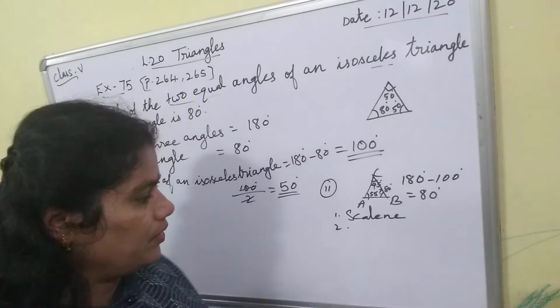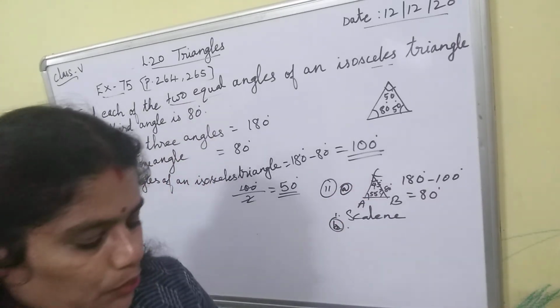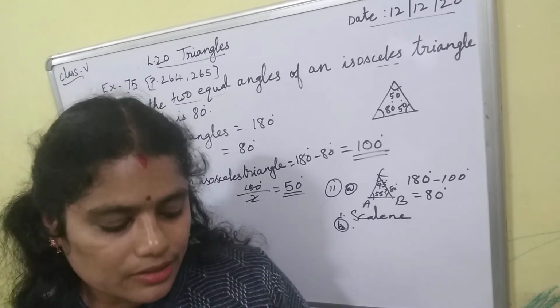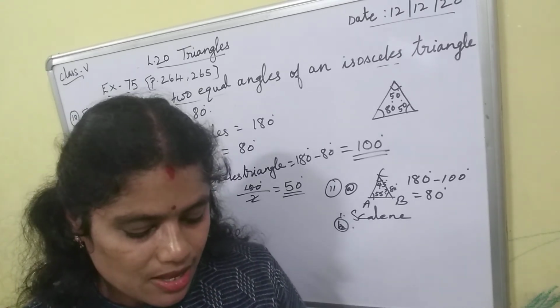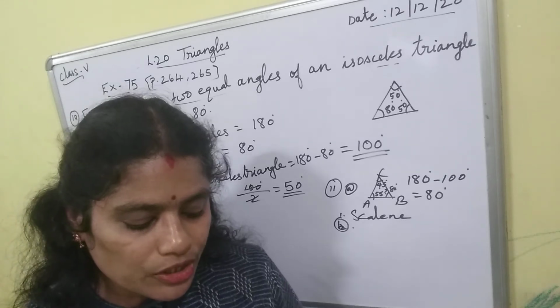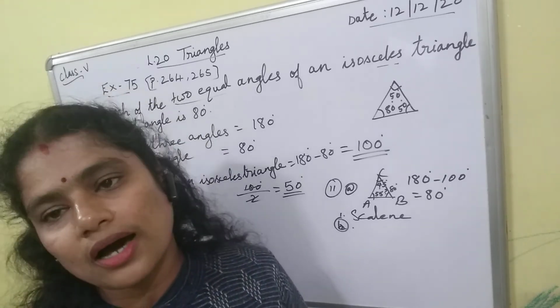Okay, second one. This is A, this is B. I am just explaining to you. In triangle PQR, angle P equals 90 degrees and angle Q equals 45 degrees. Then triangle PQR is dash.